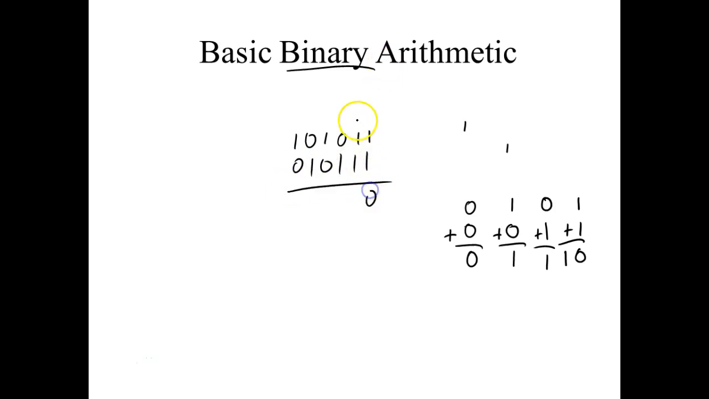this would be a 0 with a carry 1. This would be a 3. This would be a 1 with a carry 1. This would be a 0 with a carry 1. This would be a 0 with a carry 1. This would be a 0 with a carry 1. And this would be a 0 with a carry 1.